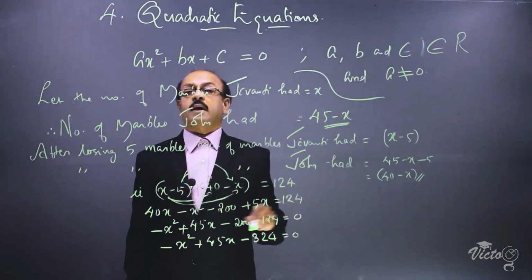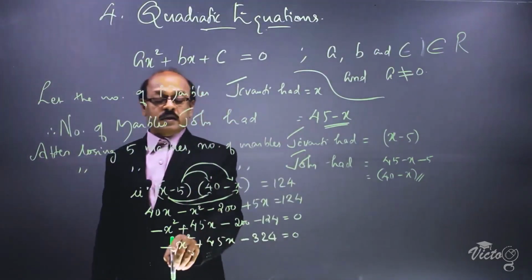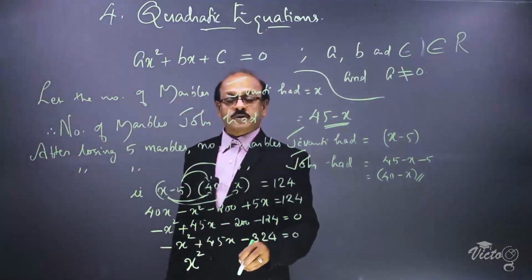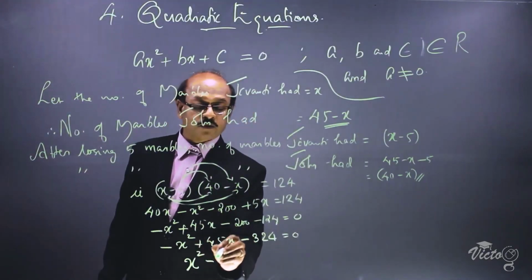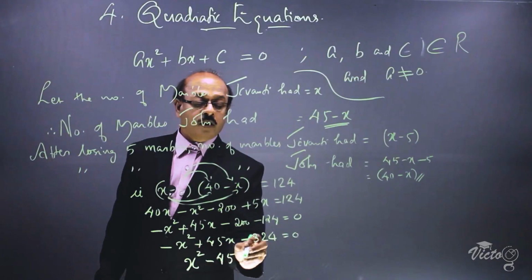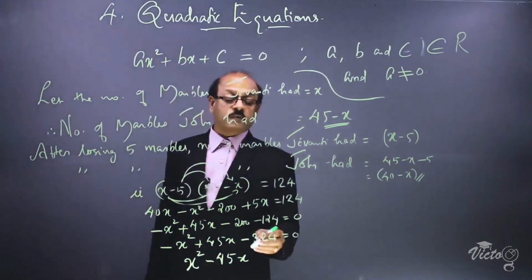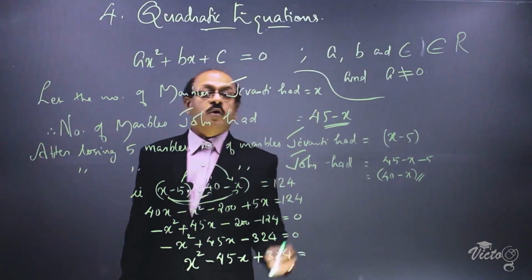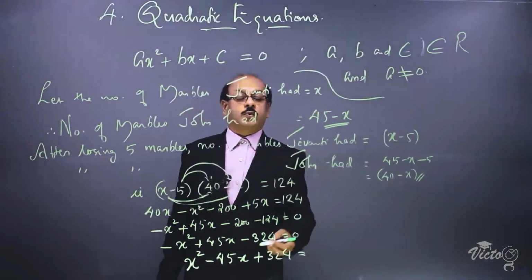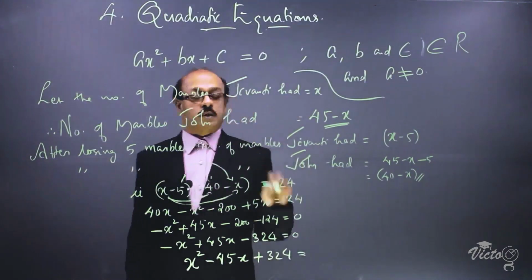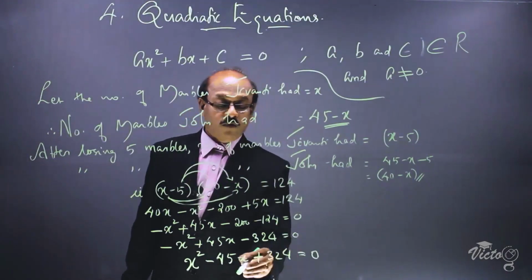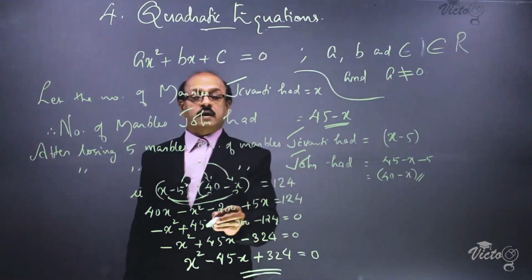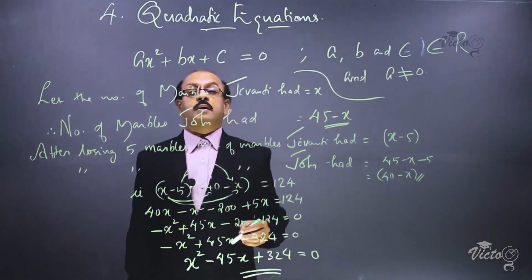Multiplying throughout by minus 1. Minus 1 into minus x square is plus x square. Then minus 1 into plus 45x means minus 45x. Minus 324 into minus 1 is plus 324. We have to multiply the right side also. 0 into minus 1 is equal to 0 itself. So we got an equation with degree 2. This is a second degree equation named quadratic equation.